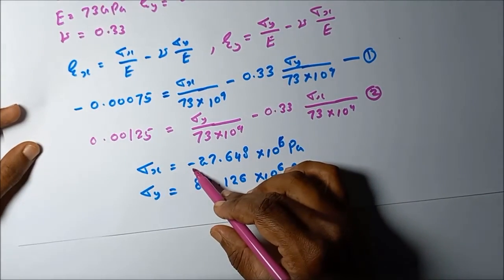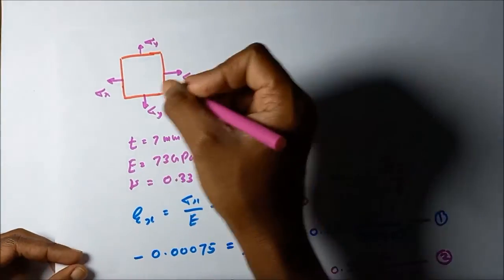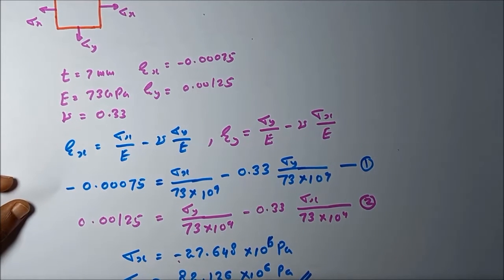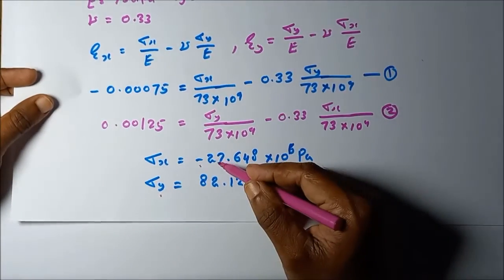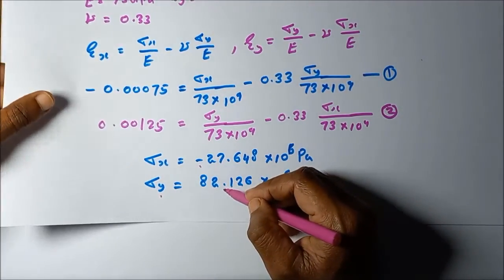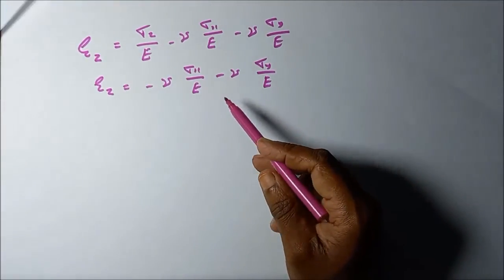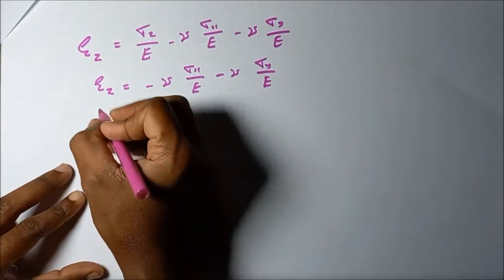Here a negative sign means it is acting inward to the stress element. That means compressive stress, tensile stress, compressive stress, and tensile stress. Okay, then let me substitute these values in this equation, then we can find the strain in z direction.